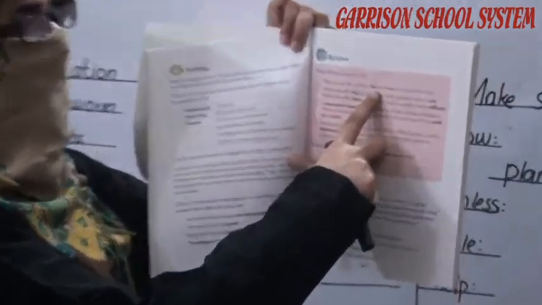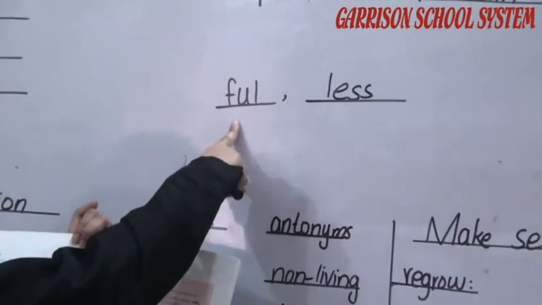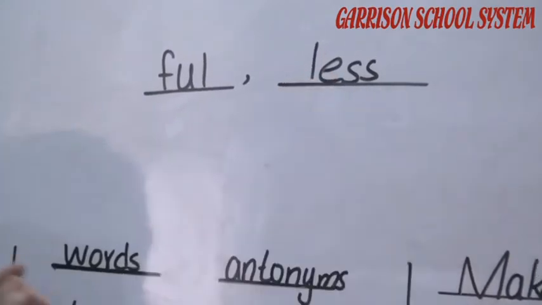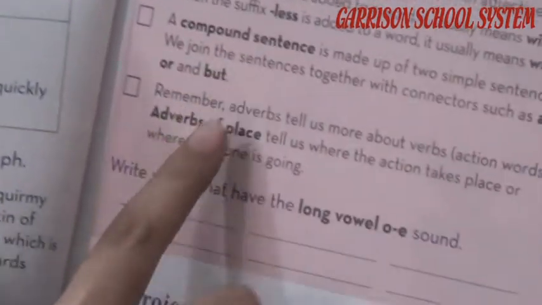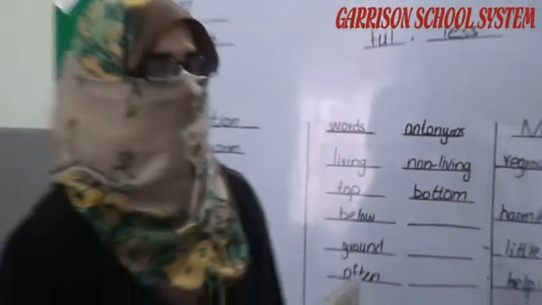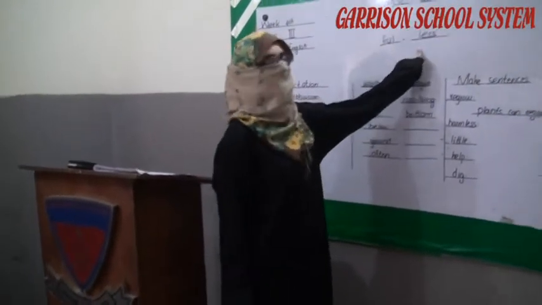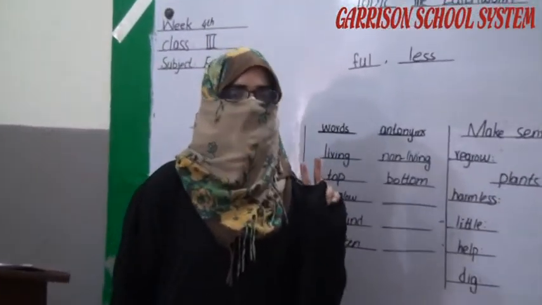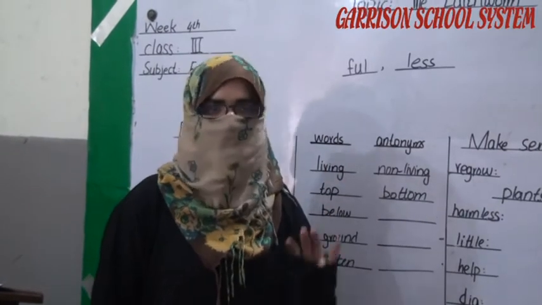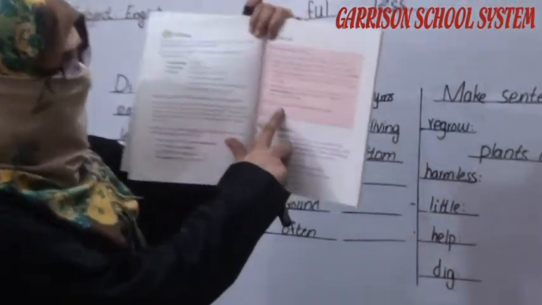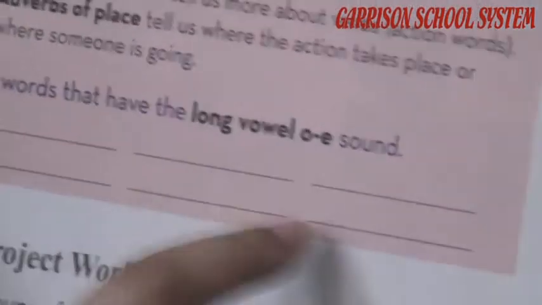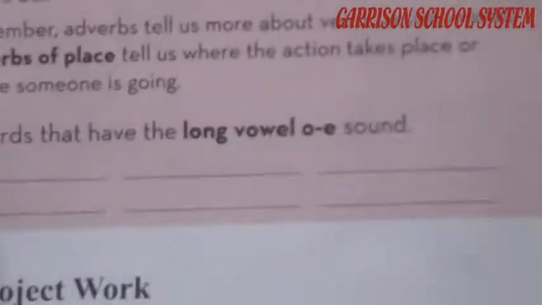The next and last page we'll read in this lesson is about the concept of full and less. We use full and less as suffixes. We also learn about compound sentences and adverbs of place. In this chapter we learn four things: the full and less concept, compound sentences with and without conjunctions, adverbs of place, and last, the OE vowel sounds. Now you have to write down the long vowel OE sounds at this place. These are all about chapter number 3 from the course book.